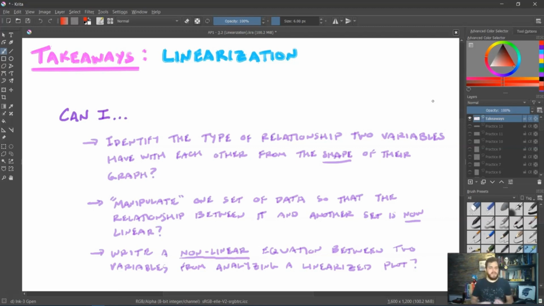Can we manipulate one of our data sets out of the two so that the relationship between them is now linear? And remember, to do that, we figure out the proportionality and just figure out, okay, I've got one part of the proportion, the other part of the proportion, those are the two I need to have. And then can we essentially analyze this like it is a perfectly linear plot? Pick 2 points, find the slope, find their y-intercept, and then write a nonlinear equation between these two variables simply from analyzing this linear plot.